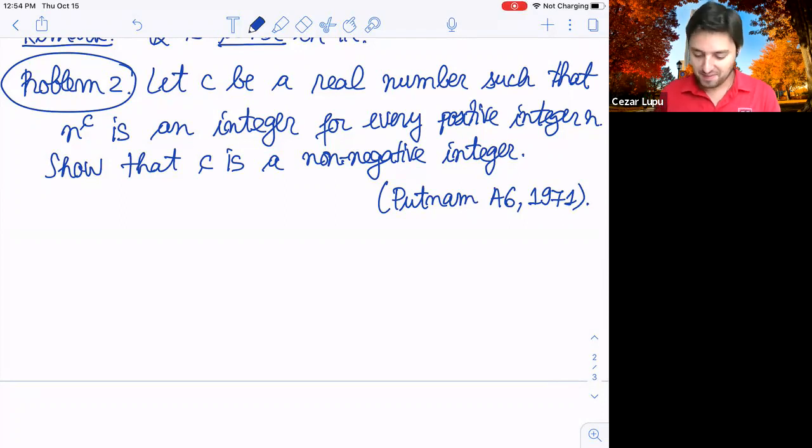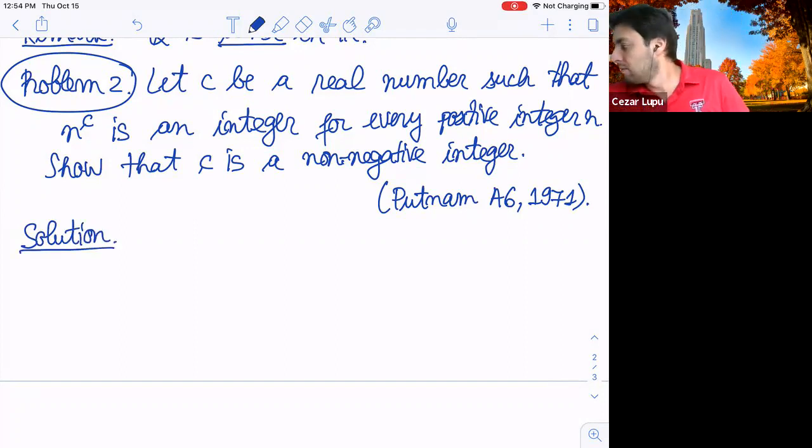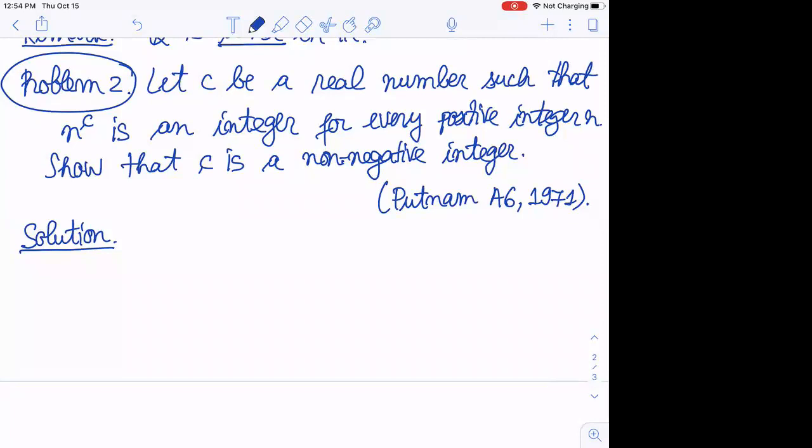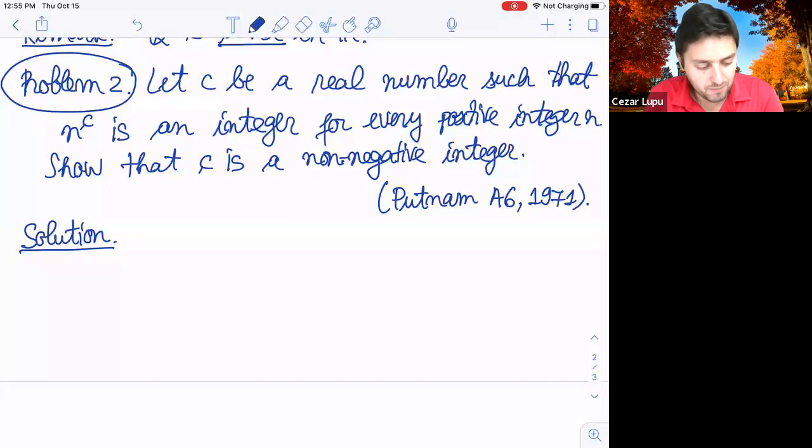I want you to look at it and tell me if you have an idea. How would you approach such a problem? You don't know how to pick this problem. I have a comment. Yeah, please. So if C is non-negative, could you do proof by contradiction and show that if C is negative, you get a fraction? Yeah, that would be the start.